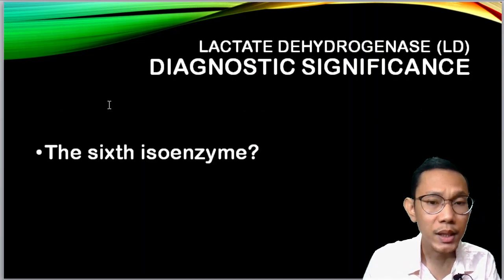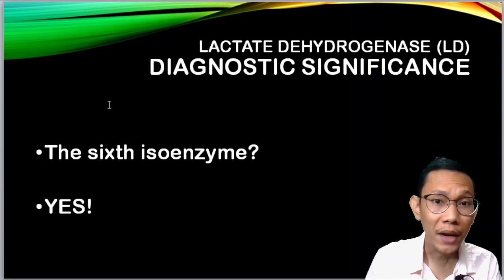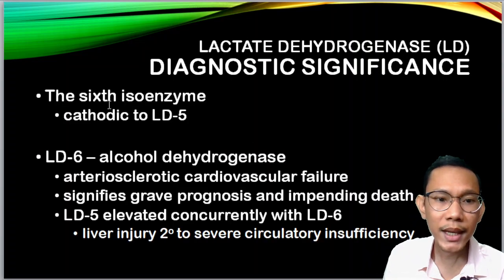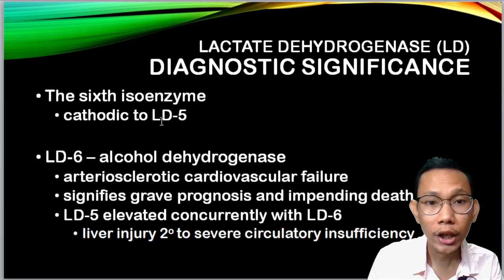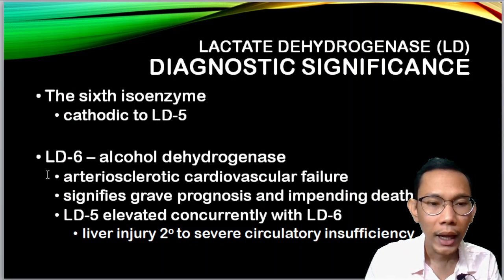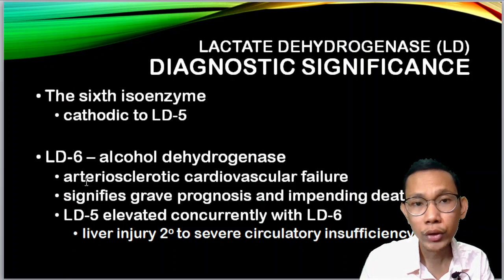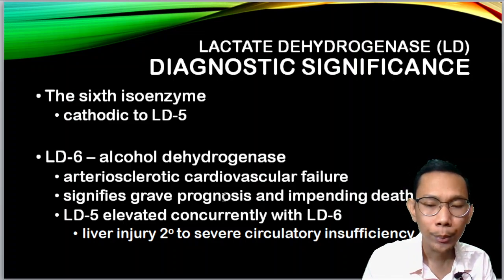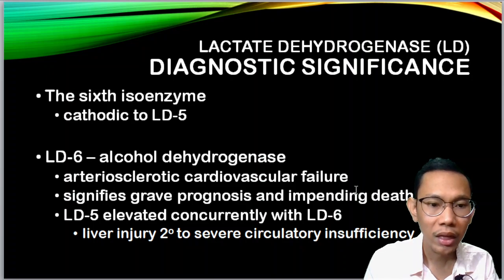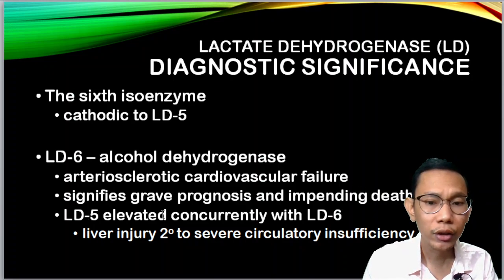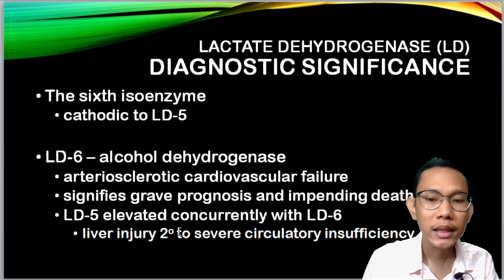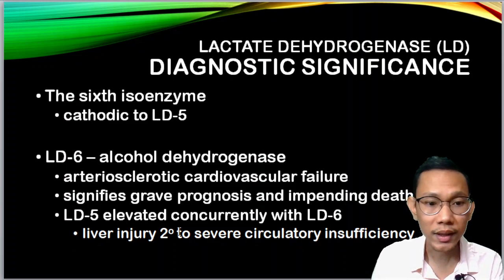Is there a sixth isoenzyme? Yes, we have a sixth isoenzyme, which is cathodic to your LD5. LD6, which is your alcohol dehydrogenase, is correlated with atherosclerotic cardiovascular failure. It also signifies grave prognosis and impending death. Your LD5 is elevated concurrently with LD6, so liver injury secondary to severe circulatory insufficiency.